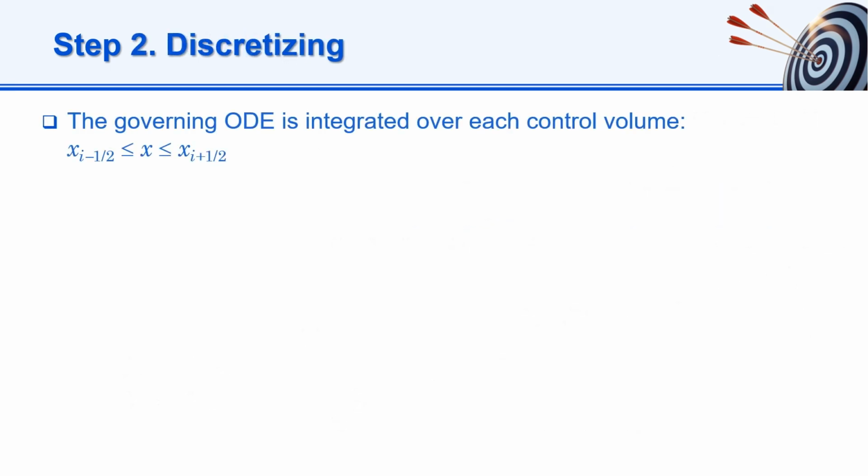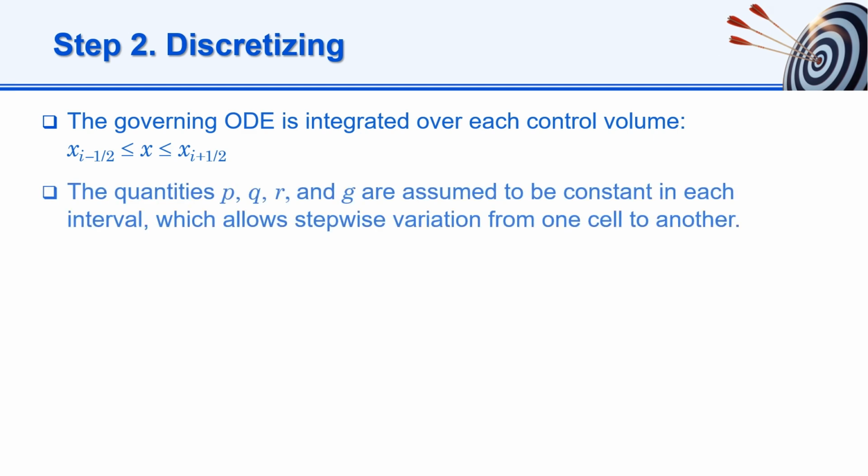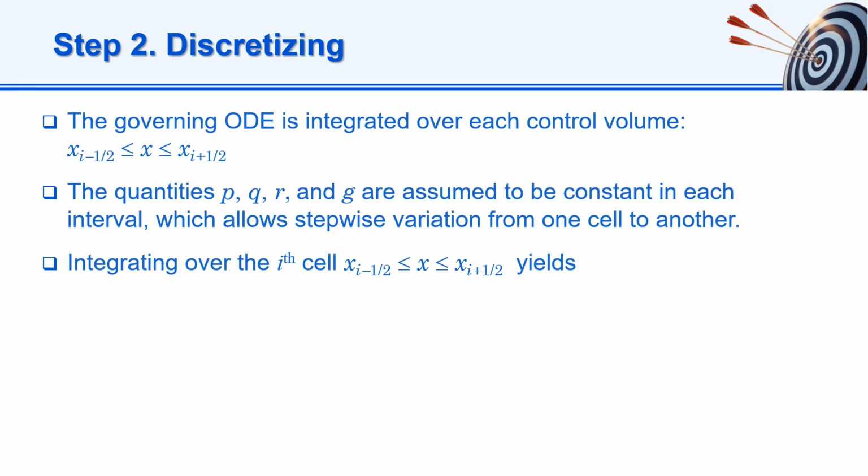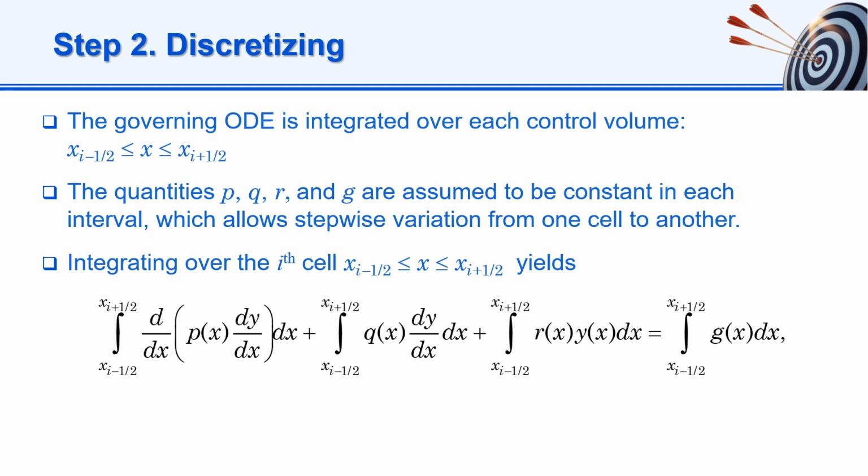The governing ordinary differential equation is integrated over each control volume x from x_{i-1/2} to x_{i+1/2}. The quantities p, q, r, and g are assumed to be constant in each interval, which allows stepwise variation from one cell to another. Integrating over the ith cell x from x_{i-1/2} to x_{i+1/2} yields, where the physical flux p dy/dx is continuous.